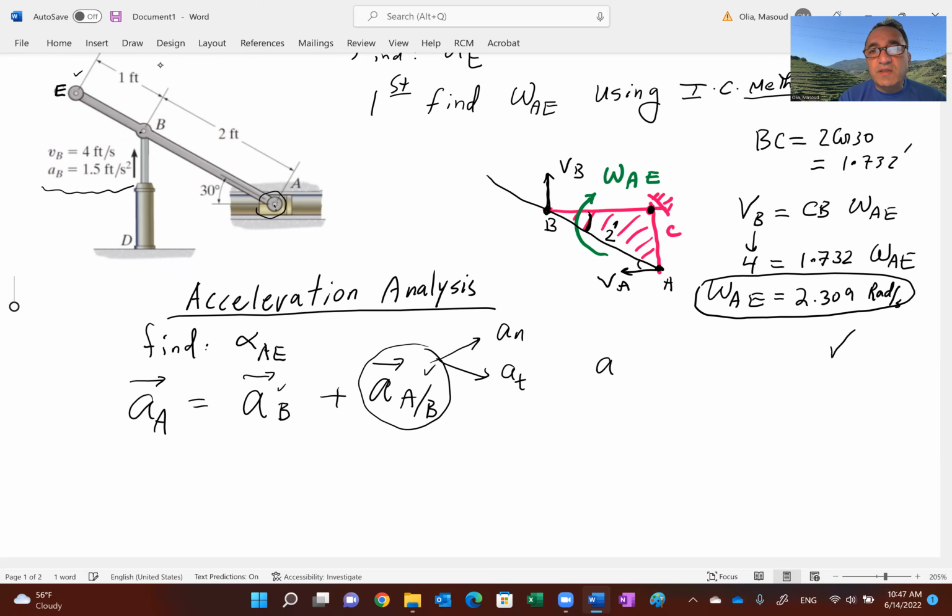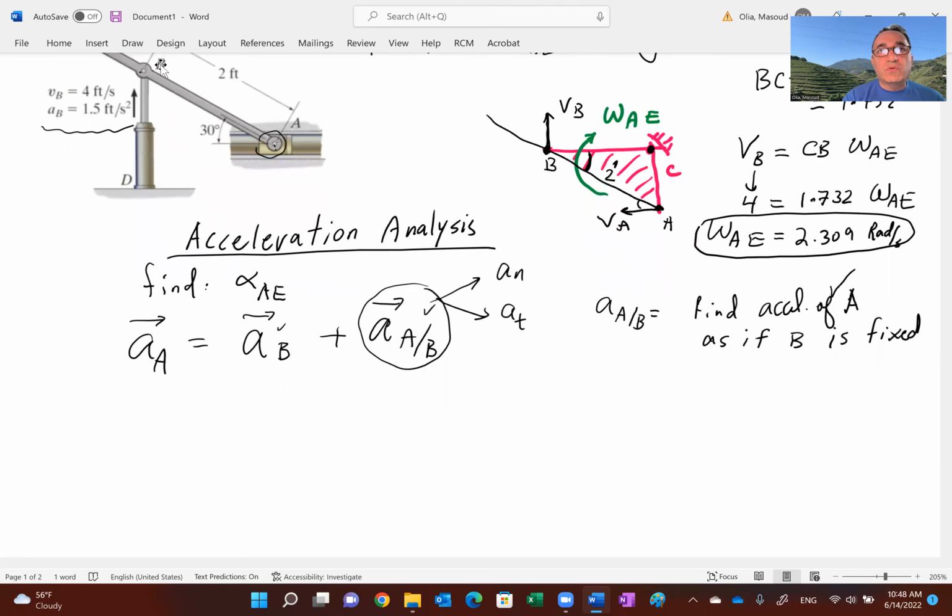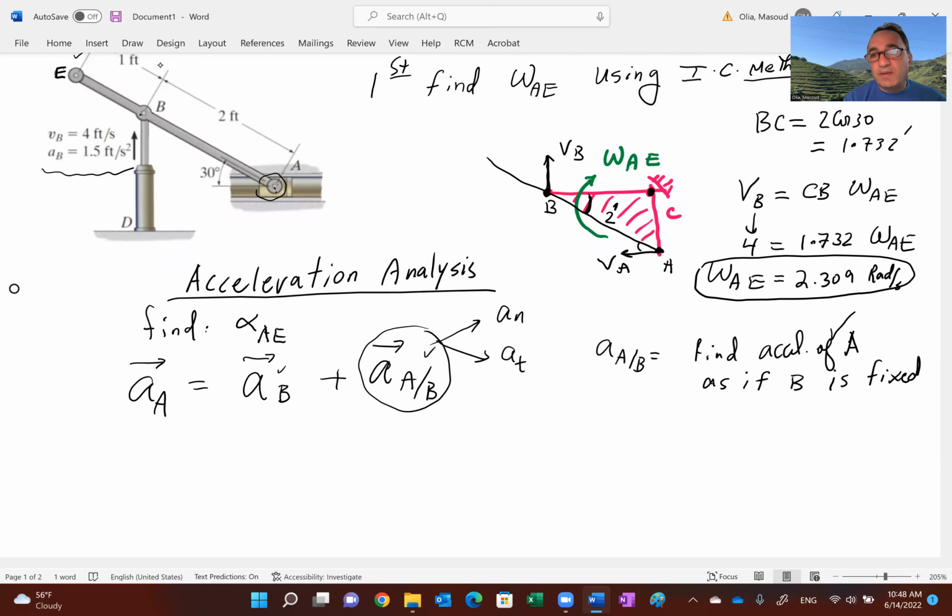This acceleration of A relative to B means what? Means find acceleration of A as if B is fixed. That's what it means. And we're not saying B is fixed, but that's the way we have to approach it. Okay, so let me show you what's going to happen. So if this is our bar, right, and this is point B, and this is point A, right? If we make B fixed now, imagine if B is fixed like that.